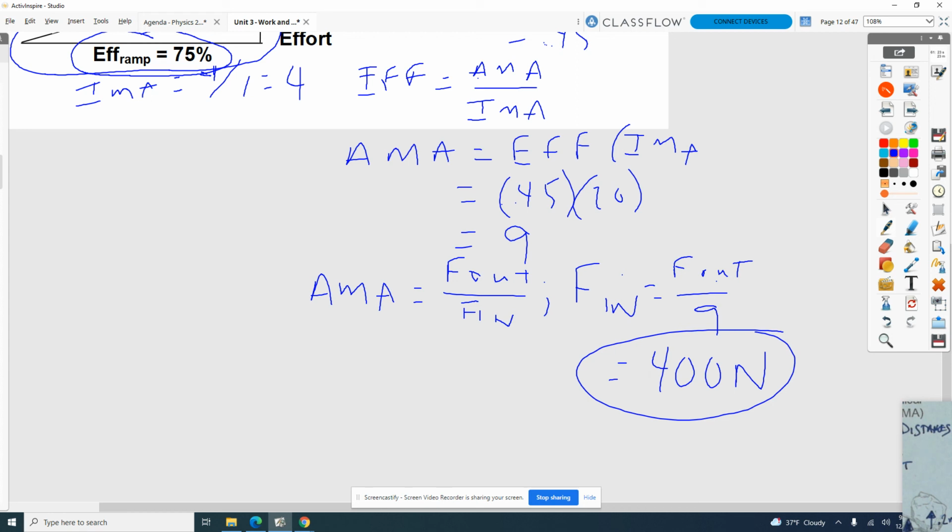Oftentimes we can get a larger force on the output, but it comes at the expense of a much smaller distance. And there we go. That completes this lesson. I hope it helped.